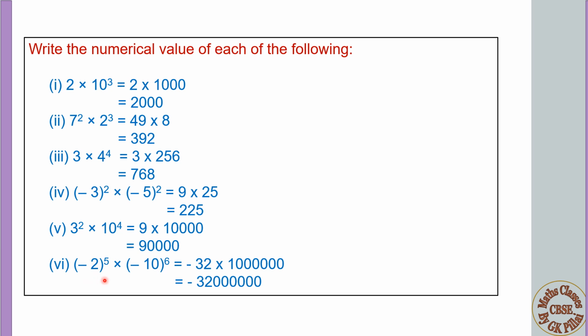Minus 2 raised to the power of 5 into minus 10 raised to the power of 6. See, one thing is there. This is an even power, so this minus can go. That will be 1000000. So minus 2 to the power of 5 will remain as minus 32 only. So your answer will be minus 32 and 000000.